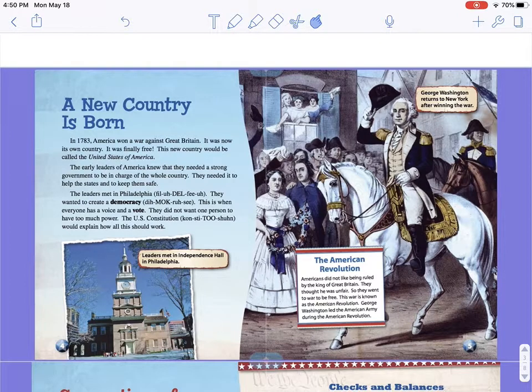I'm going to read the American Revolution little caption here. Americans did not like being ruled by the King of Great Britain. They thought he was unfair, so they went to war to be free. This war is known as the American Revolution. George Washington led the American Army during the American Revolution. So the whole reason why they wanted to create a democracy is so that it wasn't just one person who was deciding everything. It was so that everyone could have a voice.